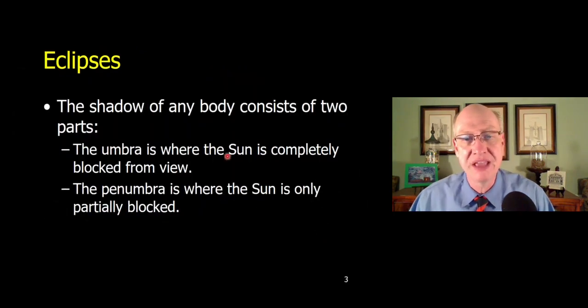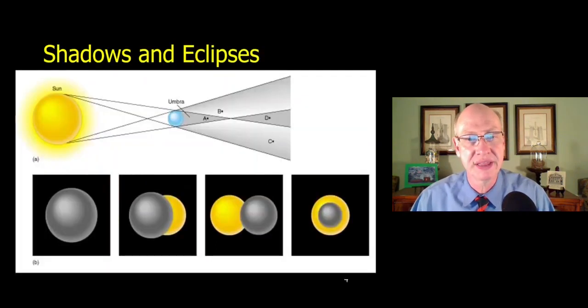The umbra is where the sun is completely blocked from view. And the penumbra is where the sun is only partially blocked from view. So let's take a little bit closer of a look at this. Let's imagine that this is the moon for an instant. We'll just call this the moon. And imagine that we have 4 observers, and they are at positions A, B, C, and D. What do they see at each one of these different positions?